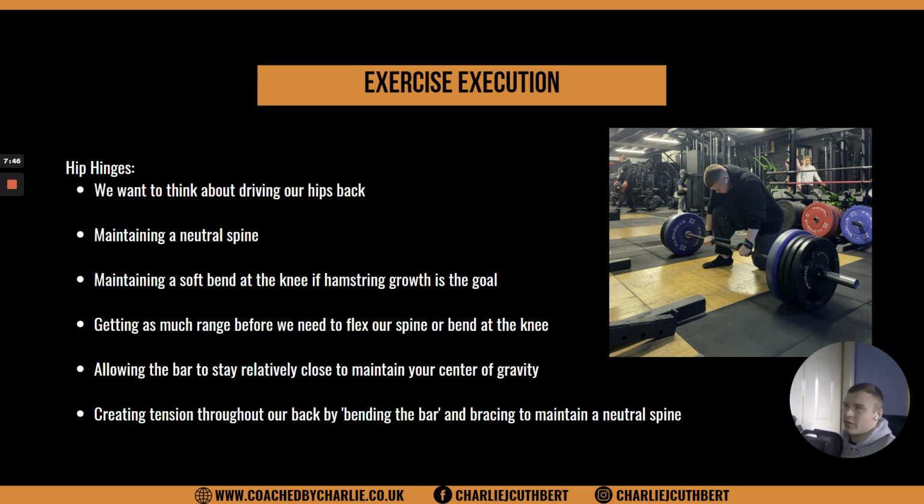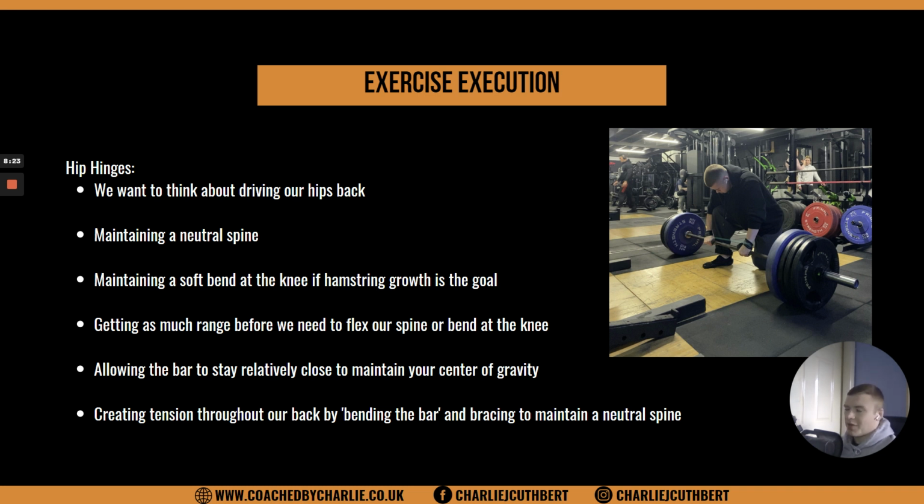So in terms of executing exercises, when it comes to hip hinges, we want to think about driving our hips back, maintaining a neutral spine, and a soft bend at the knee if hamstring growth is the goal. Apart from maybe initiating the movement, we don't want a ton of bend in the knee or in the leg. The goal when we're training our hamstrings is what's happening at the hips when we're doing a hip hinge. We don't want to bend the knee further, because that's going to encourage the quad to work. So we want enough knee bend to work our hamstrings effectively, but not excessive bend in the knee. We want to keep it relatively stable.